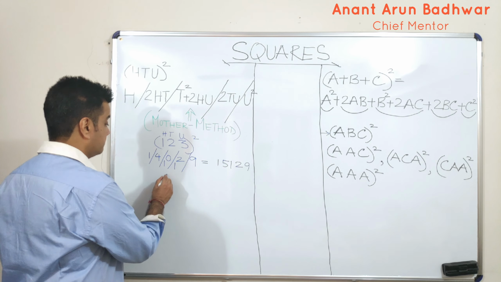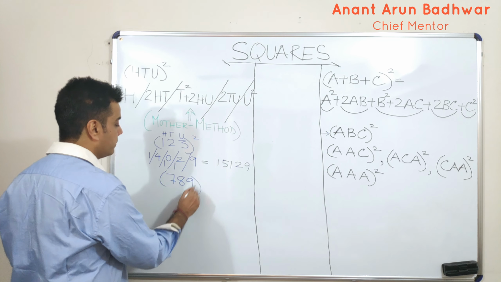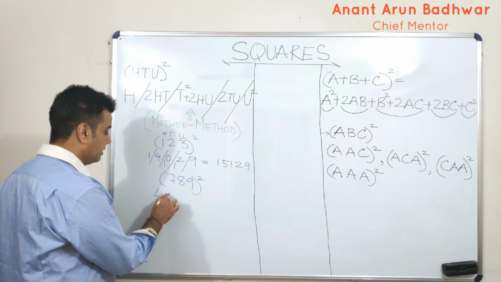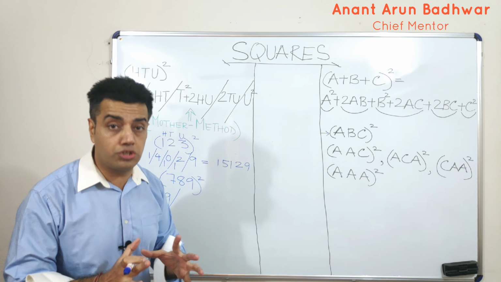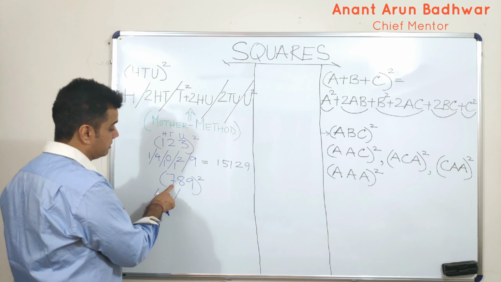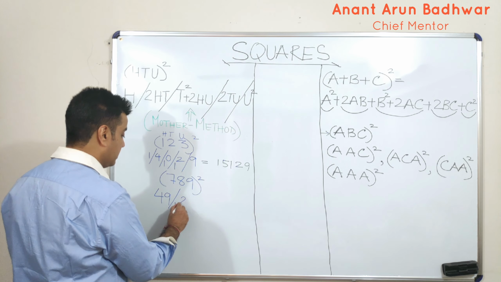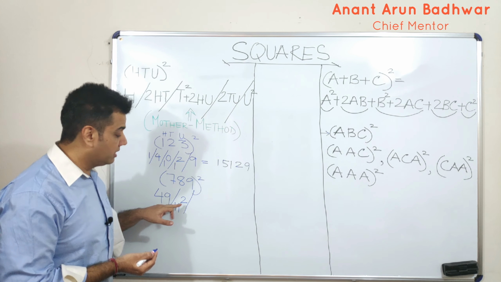Okay, so let us say I take a 789 whole square. So what am I supposed to do? 7 square is 49. Now 49 is the engine of the train, which has to be written as such. The next is 2 into h into t, which is 7 into 8 is 56, into 2 is 112. Now in 112, you have to write down the units digit as such.